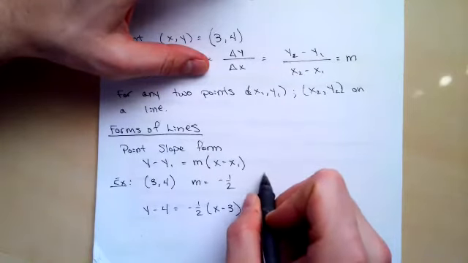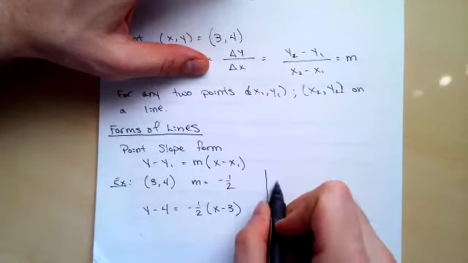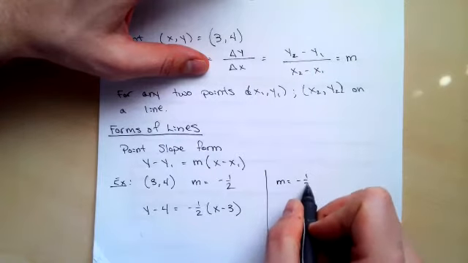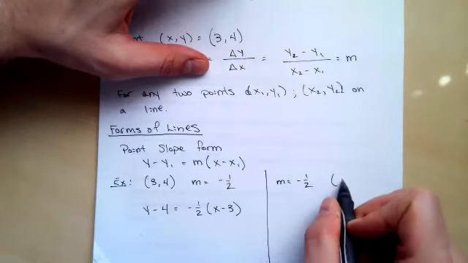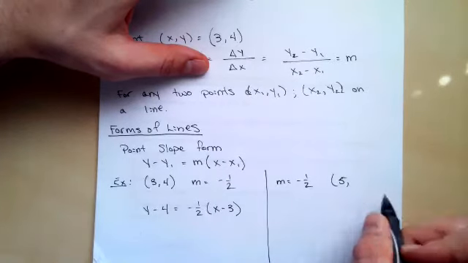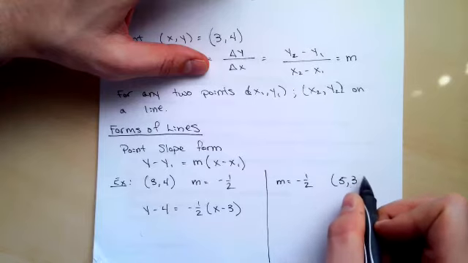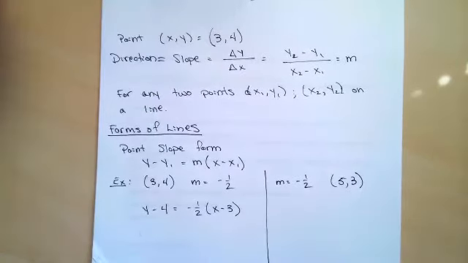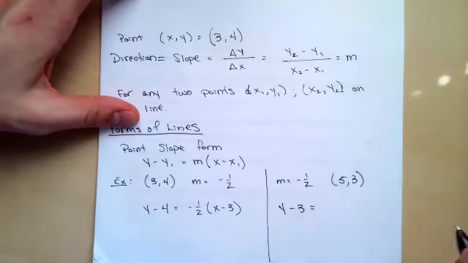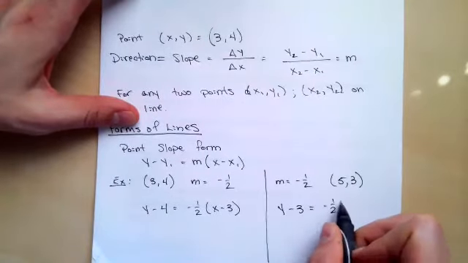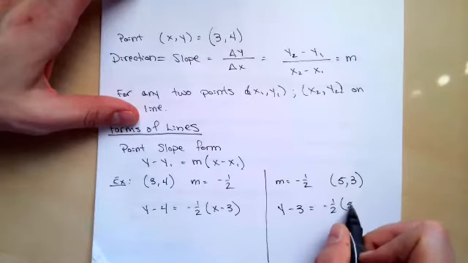So for example, if I give you a different set of information, let's say we have the same slope, minus 1/2, but I give you the point, let's say 5,3. And now we have this other equation, y minus 3 equals negative 1/2 times x minus 5.